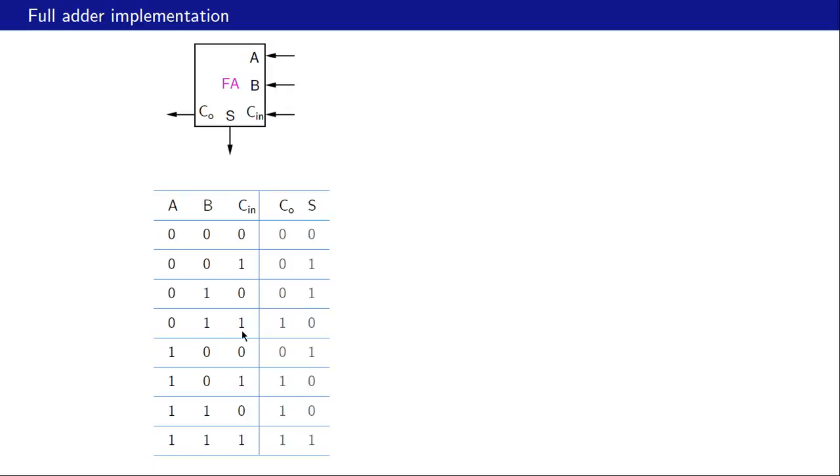In this row we have 2 ones. In this row also we have 2 ones, and in this row also we have 2 ones. And the addition of A, B and C in that case will be binary 1, 0, that is decimal 2. So that is what we see over here. In this last case we have A equal to 1, B equal to 1 and C in equal to 1, and when we add these we get decimal 3 or binary 1, 1, and that is what we see over here. So now we have the tables for S and CO, and let us now see how they can be implemented.